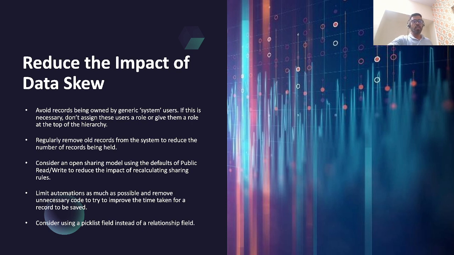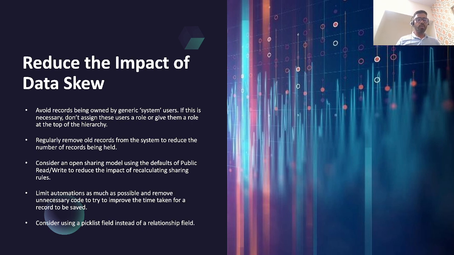The second consideration you should keep in mind is that you should regularly keep removing old records from the system to reduce the number of records being held in a particular org. Either you can do data archiving, or you can do data purging regularly in your org. Next thing to consider is an open sharing model, using the defaults of public read write to reduce the impact of recalculating sharing rules. It will definitely help.